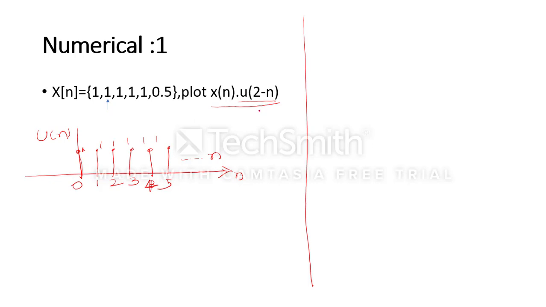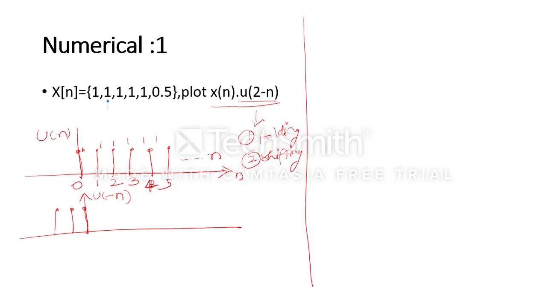So you can see that two operations are present. First is folding, then second is shifting. In the folding operation we know that we have to take the mirror image. So u[minus n] will become, all the samples will come towards the left side. All the minus values, magnitude will be 1.